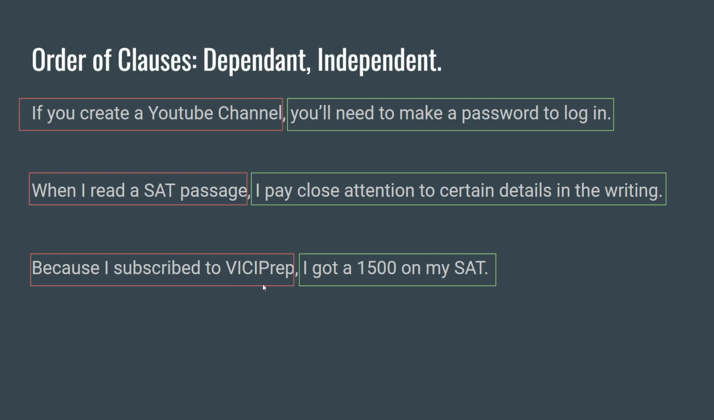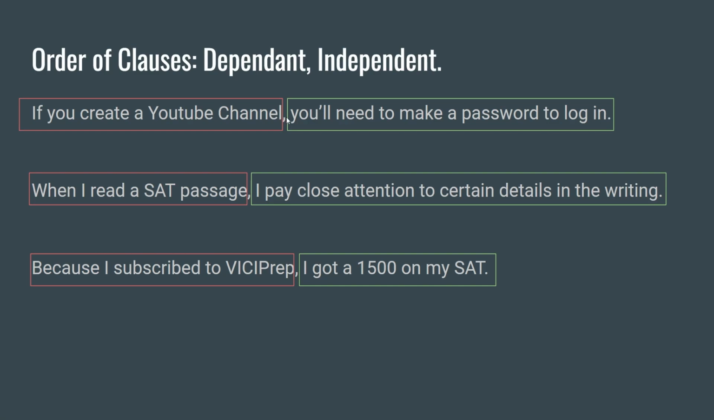Because I subscribed to VC Prep, I got a 1500 on my SAT. Well, it sounds like something you guys should do. But anyways, I got a 1500 on my SAT works alone as a sentence, and someone could ask why or how. How did you get a 1500? Well, here's where our dependent clause comes in, and it's because I subscribed to VC Prep.